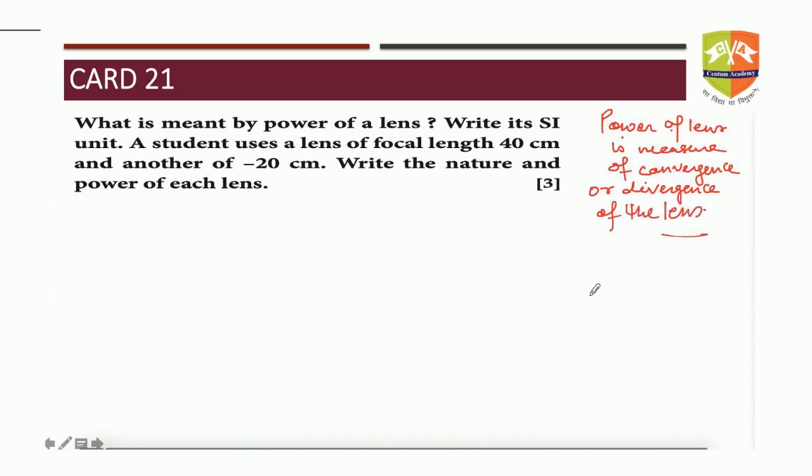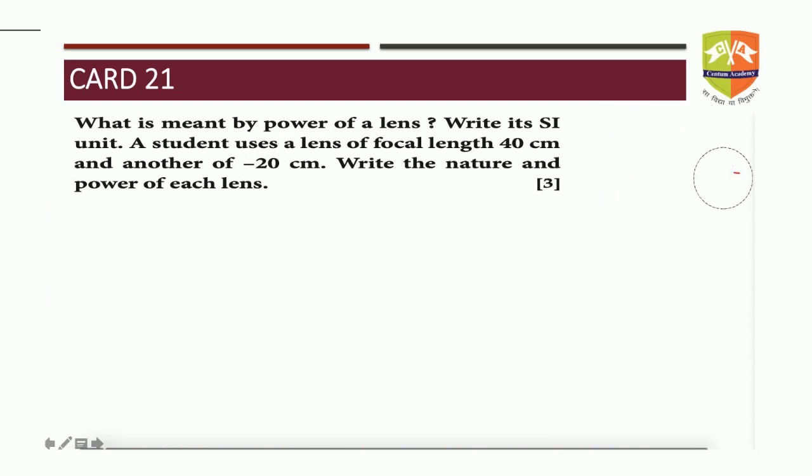Look here. The power of a lens is a measure of the degree of convergence or divergence of light falling on it. It is also defined as the reciprocal of its focal length in meters. And then you need to write that P is equal to 1 by F, and in bracket you need to write meters. This is the complete answer. Then you need to write that the SI unit of power is diopter. Then you need to go to this question.